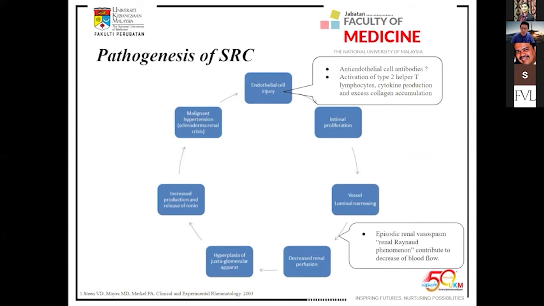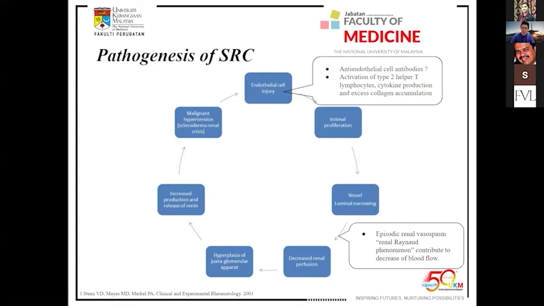which reduces renal perfusion. And on top of that, scleroderma patients also have Raynaud's phenomenon, not only in your fingers, it can also occur in your renal vasculature. So this on and off intermittent episodic renal vasospasm can cause decreased renal blood flow, and finally, there is hyperplasia of the juxtaglomerular apparatus, which increases renin production. Then when you have activation of the RAS system, it will lead to malignant hypertension.